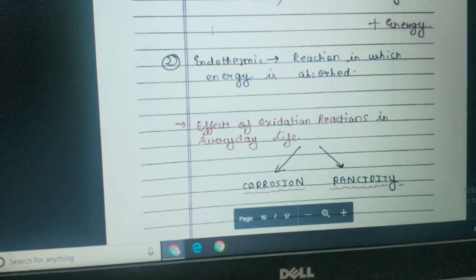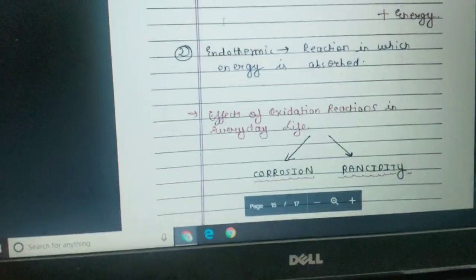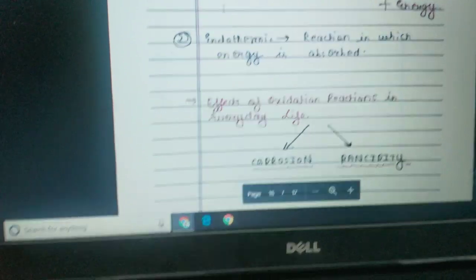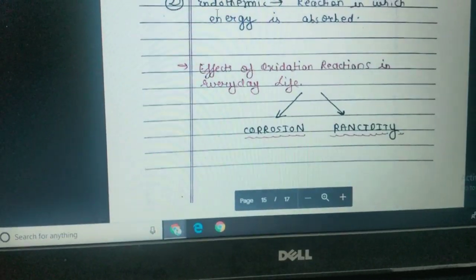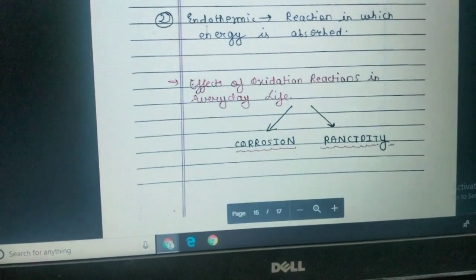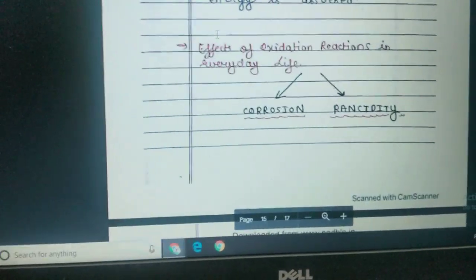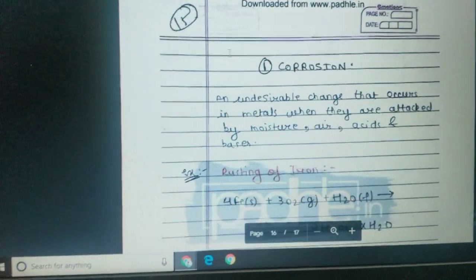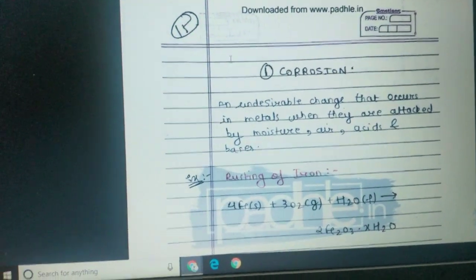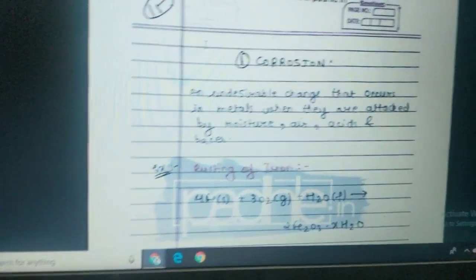Then it's endothermic reaction. A reaction in which energy is absorbed is known as endothermic reaction. Then the effects of oxidation reaction in everyday life are divided in two categories: corrosion and rancidity. It comes as a one mark question in the exam, so do it carefully. Then next is the explanation of both the different things drawn above.